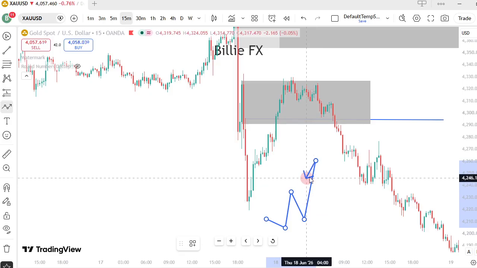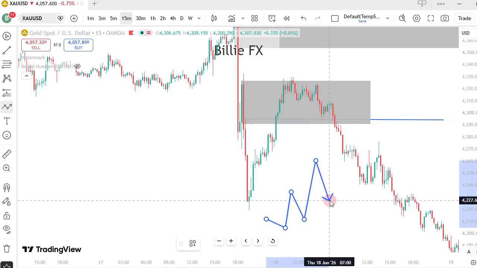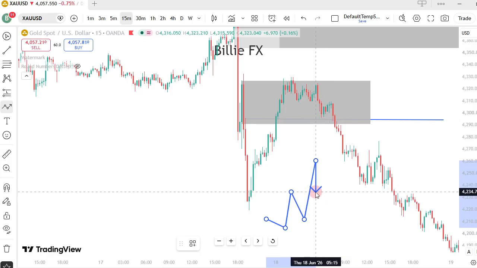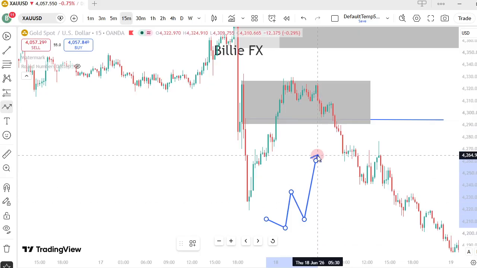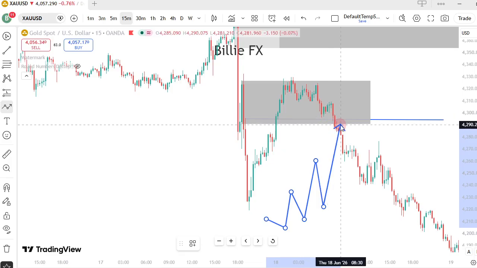You wait for the pullback into a demand zone. You know how to identify your demand zone right now. I told you, the last bearish candle before the bullish candle, or the bearish candle that has been engulfed by the bullish candle. Okay. So you wait for the market to tap into that. Then you take an entry to the supply.